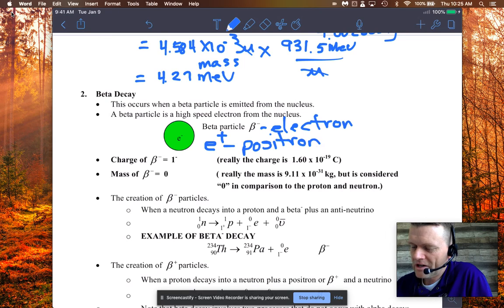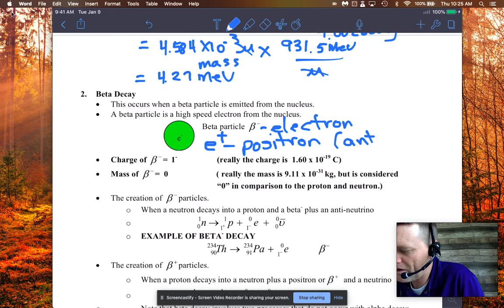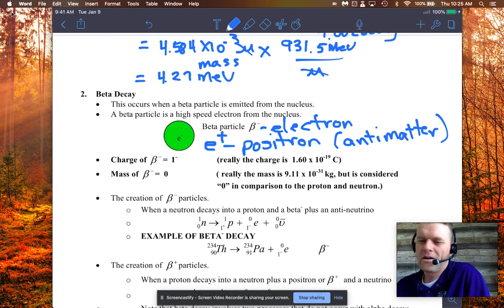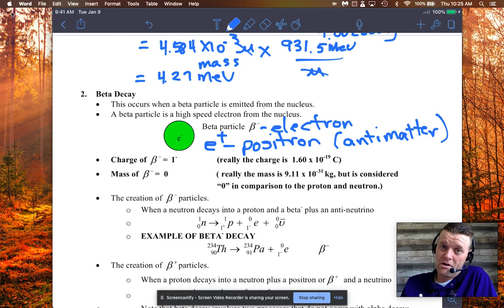It actually opens a whole new world of something called antimatter, which we're going to talk about later. Some of you have probably heard about that already. Antimatter is identical to matter in every way, except it has the opposite charge. Or if it's a neutral particle, it has an opposite spin, spinning in the opposite direction, if you will. I'll leave that for now because it gets a little complex. But anyway, beta positive particles are positrons and beta negative particles are electrons.